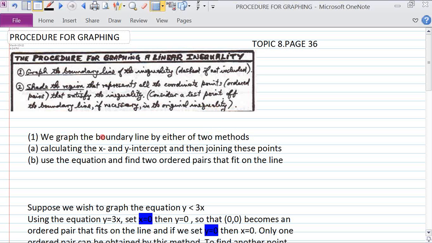The first thing we do is graph the boundary line, which we've done before, and we do that in the same way that we do it for a linear equation. So the boundary line for a linear equation and a linear inequality are obtained in the same way. We can do this either by calculating the x and y intercepts and then joining these points. We calculate the x-intercept by setting y to 0 and the y-intercept by setting x to 0. The other way is to use the actual equation we're given and find two ordered pairs that fit on the line. We can do it by either one of these.